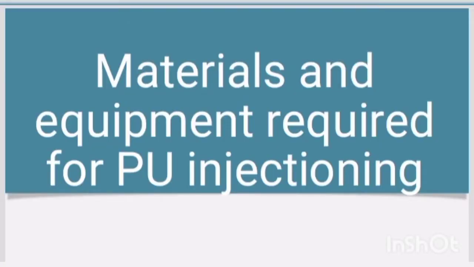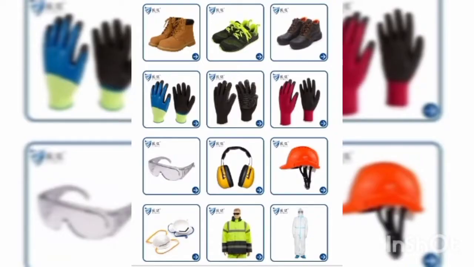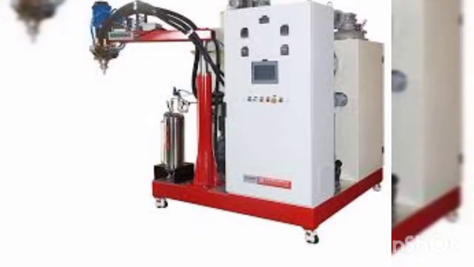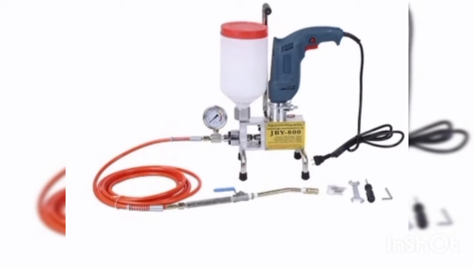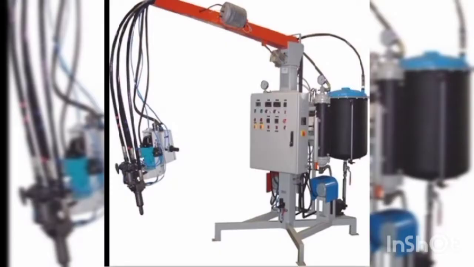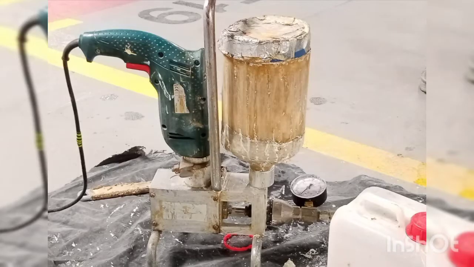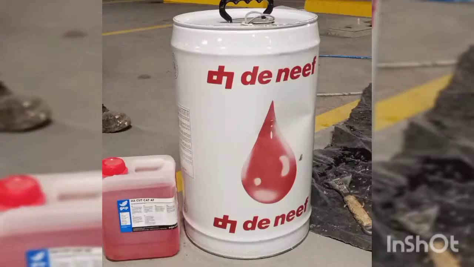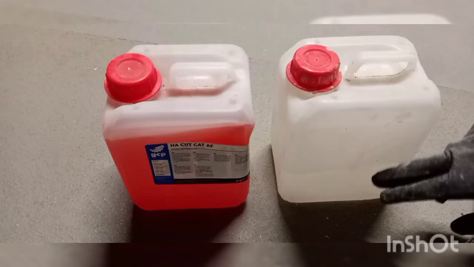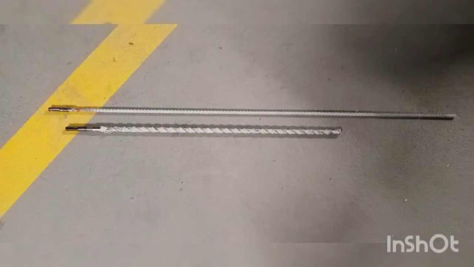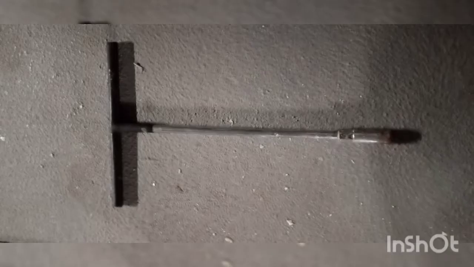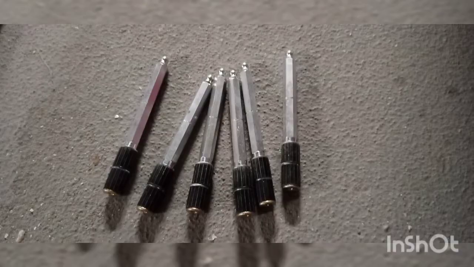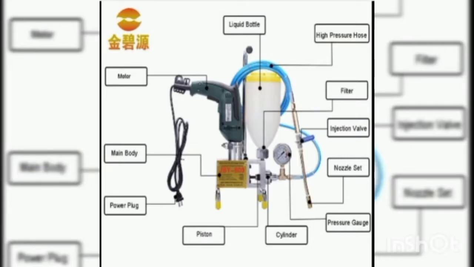For the materials we require, first of all, personal protective equipment should be worn before the injectioning. Different types of machine are available in the market, and we use different types of machine. For the injectioning purpose, we must have the chemicals, and for placing the hole we need a drill, bed, T-box, the packer, and a required toolbox. These are the parts of that machine, the names are mentioned.